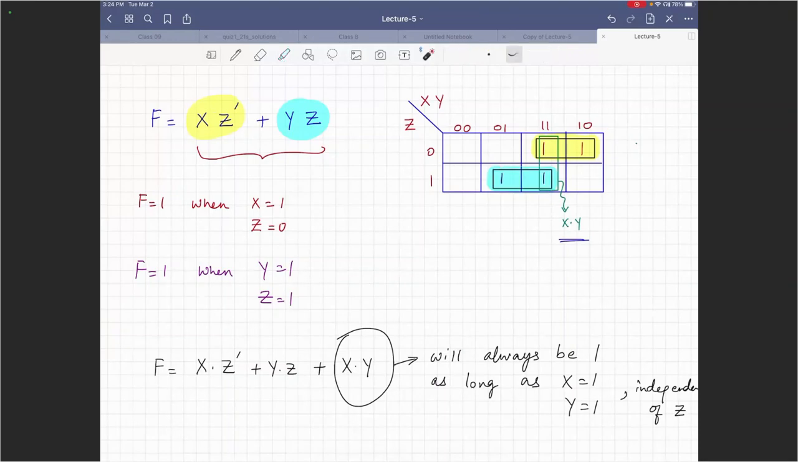And after you group them, try to look at the redundant prime implicant. In this case, you will see that there is an RPI that we are not having in our function. We don't have that in the function. What is that RPI? It is X and Y, which means if I were to add the X and Y product term to my function, I would not be changing the logic function, but I will be covering for the case where Z changes, right? So the problem is Z is changing, right? Let us try to avoid that. Let us try to cover for that.